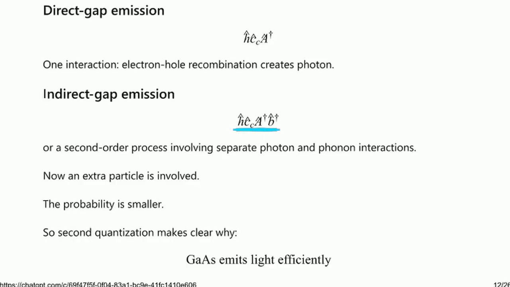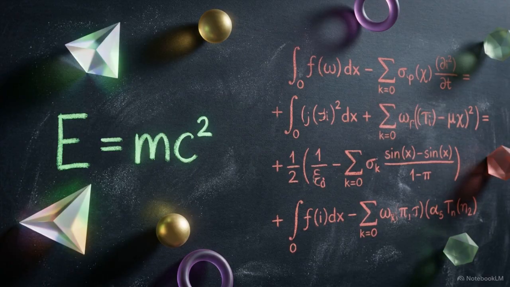Contrast that with this operator for silicon. Silicon's momentum doesn't naturally align, so the equation requires an extra operator, B dagger, to create a lattice vibration, or phonon, to balance the momentum. This makes it a lower probability, second-order process. The efficiency of a semiconductor device is directly readable from the length and complexity of its second quantized operator sentence. More operators mean lower efficiency.